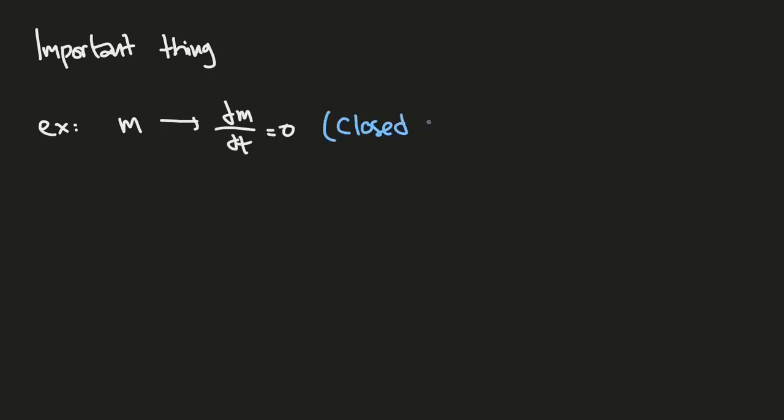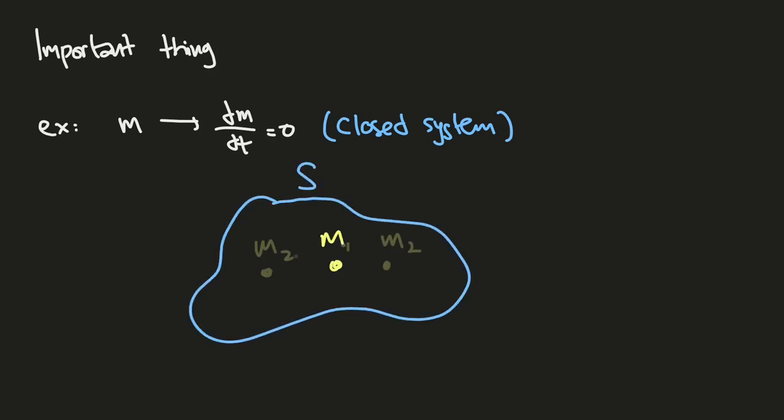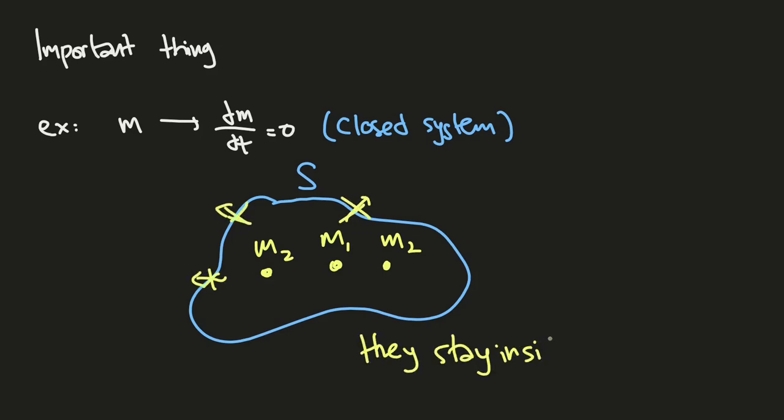There's an important thing I forgot to show you in physics. For example, we know that m as mass has first derivative with respect to time equal to 0 in a closed system. If we have S as a closed system, then all mass here, like m1, m2, and m3, can get out from S or stay inside, as the definition of a closed system.